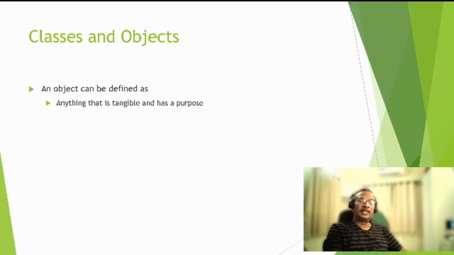Now we'll see a formal definition. An object can be defined as anything that is tangible and has a purpose. It has certain physical properties like shape, structure, color, everything. And then it also has a functionality. What is the functionality of a pen? A pen writes. To write is the functionality of a pen, right? Similarly, every object has a purpose, a function in this real world.